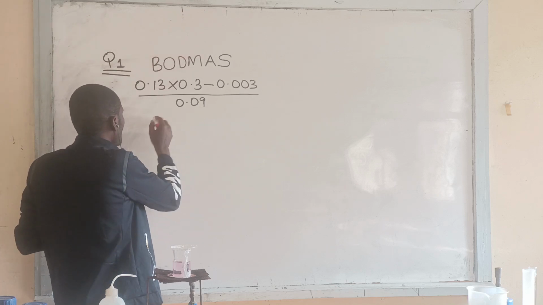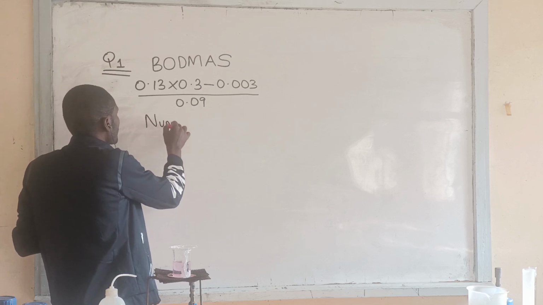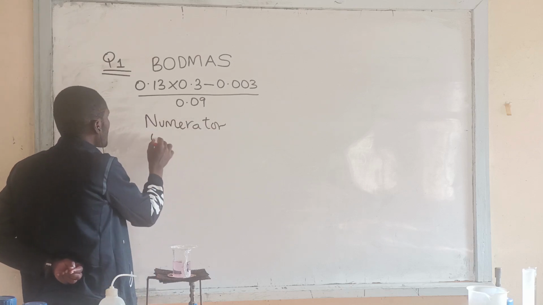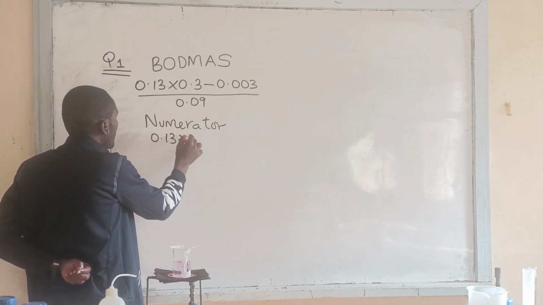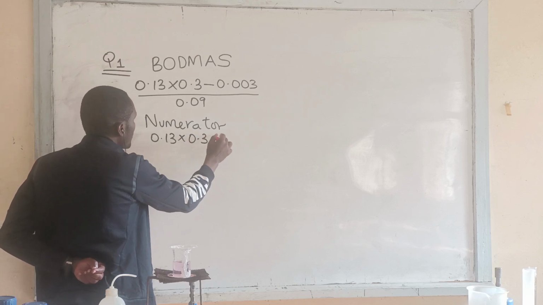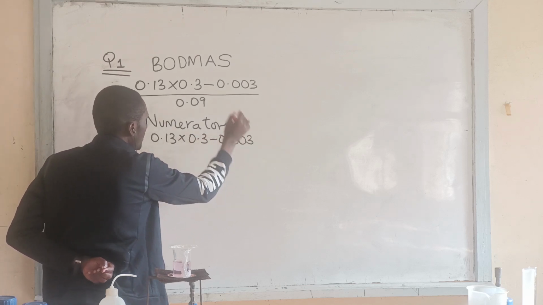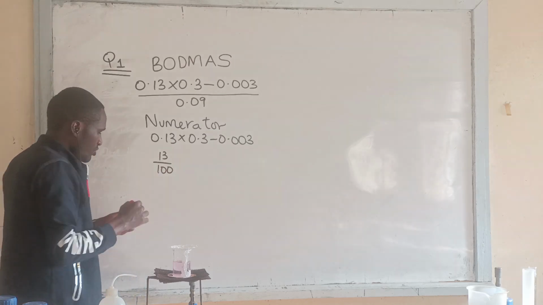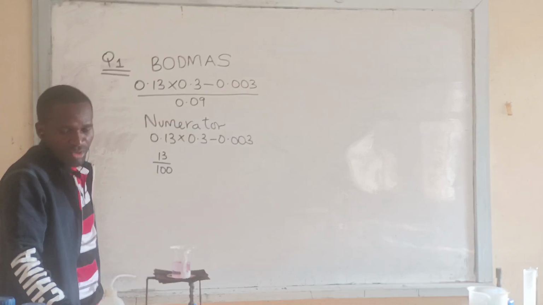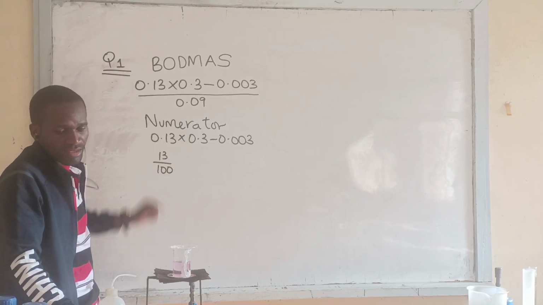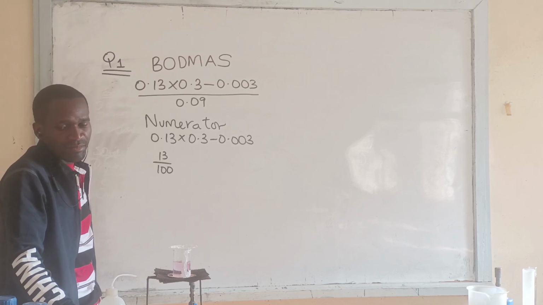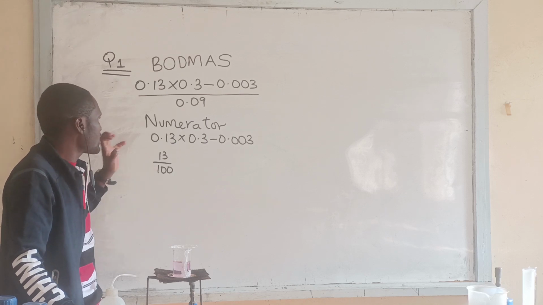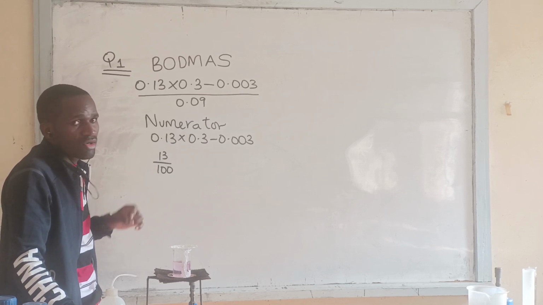So we shall first work out the numerator, which is 0.13 multiplied by 0.3 minus 0.003. Now, you might end up using a calculator or a mathematical table, and that might make you lose some marks. So you are going to first do this question practically using your own logic.